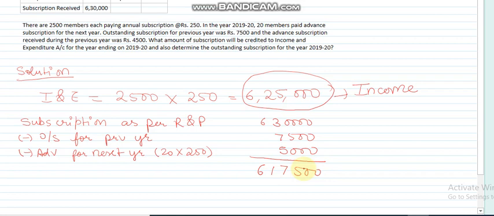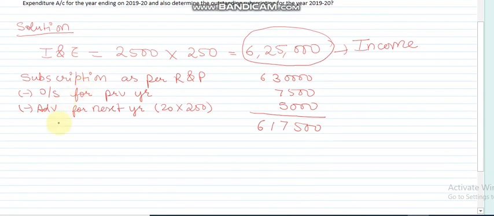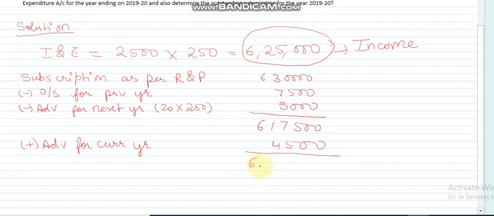6,17,500. Now we have been given that the advance subscription received during the previous year was of rupees 4,500. That means this advance was for the current year. So we will add this 4,500 to this amount and we will get 6,22,000.